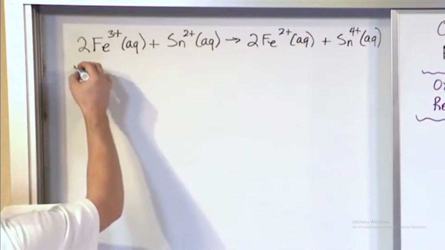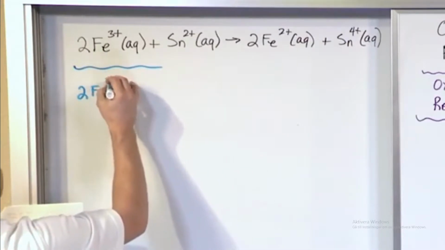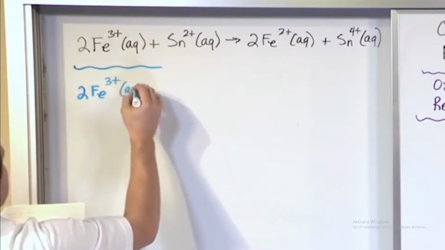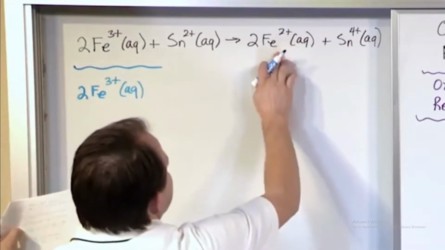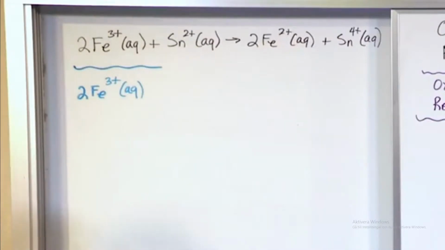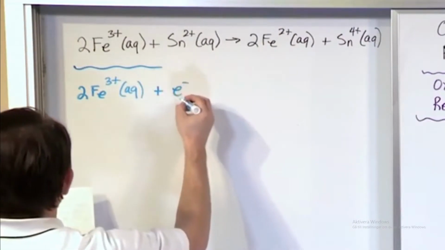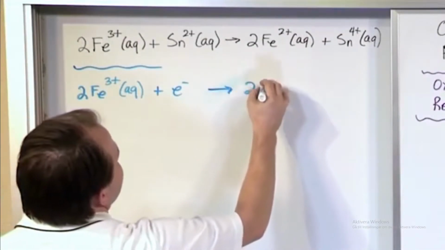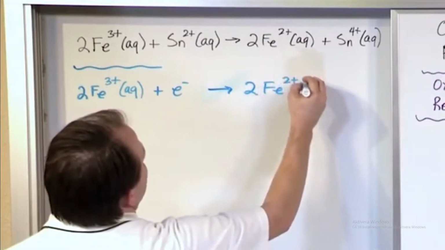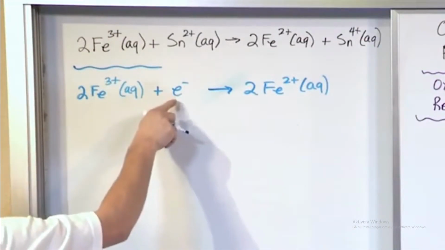So we write down 2 irons. Of course, the charge is plus 3. All right. And then something needs to happen to make it into a charge of plus 2. The only way a charge of plus 3 can go to a charge of plus 2 is if we add an electron to it. And what we're going to get on the other side is 2 irons with a charge of plus 2. But notice, this isn't quite right. We're not just adding 1 electron here.